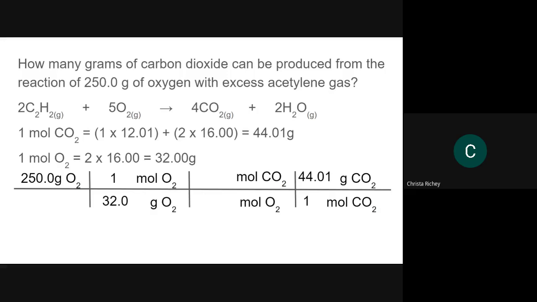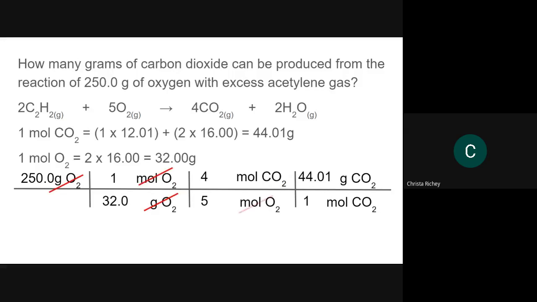The part where my students as a whole get stuck, in all the years I've taught chemistry, is they don't know how to go in between the different substances. In the balanced equation, oxygen is a 5 and carbon dioxide is a 4. Hopefully I didn't put this in the calculator wrong, because I do that. 250 times 4 times 44.01, divided by open parentheses 32 times 5. And I round it to 4 significant digits.